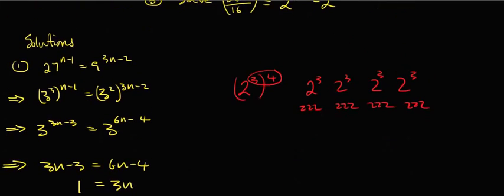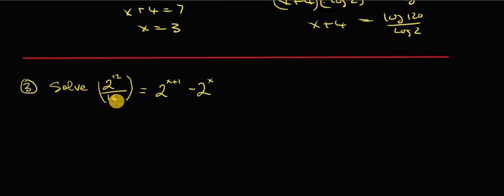Let's go back to the third question now. In this case, let's convert the 16 to 2 to the power of 4 to start with. So I'm going to get 2 to the power of 12 over 16, which is 2, 4, 8, 16. So it's 2 to the power of 4 is equal to 2 to the power of x plus 1 minus 2 to the power of x.